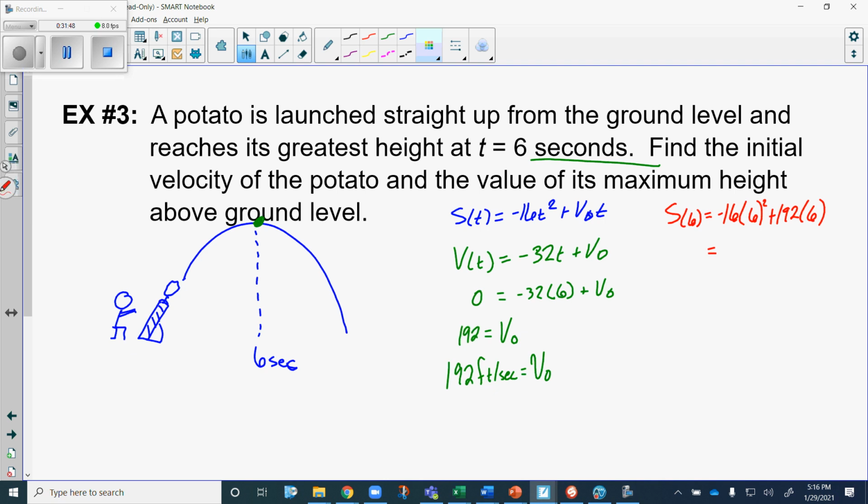And again, guys, I'm not going to ask you to do this discretely in your head or off on the side. Use a calculator to get that value. And in this case, you're going to get 576. And again, we're presuming that it's feet. 576 feet after 6 seconds with an initial velocity of 192 feet per second.